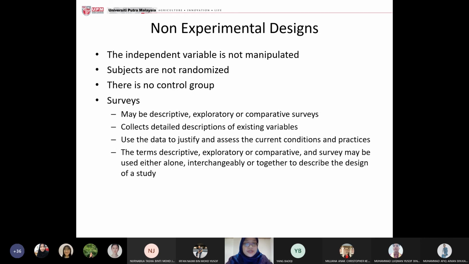In surveys, it may be descriptive, exploratory, or comparative. For comparative and descriptive surveys, you can look back at the previous slide about the statistics that can be done, provided that you have quantitative data. If you have qualitative data, for people who are doing mixed methods, the way to go about mixed methods can be two ways.